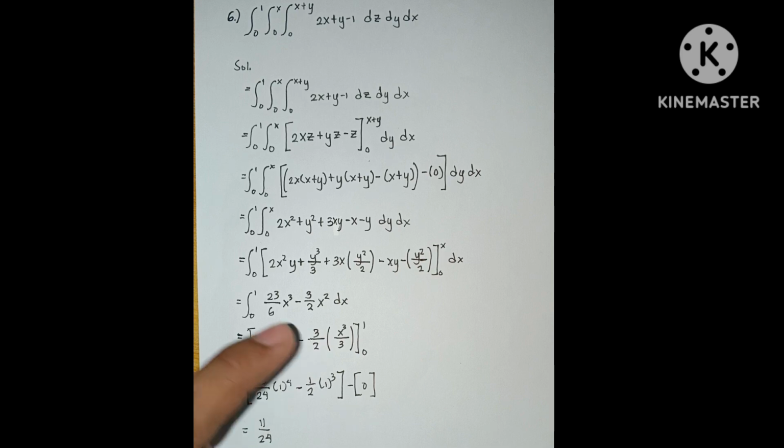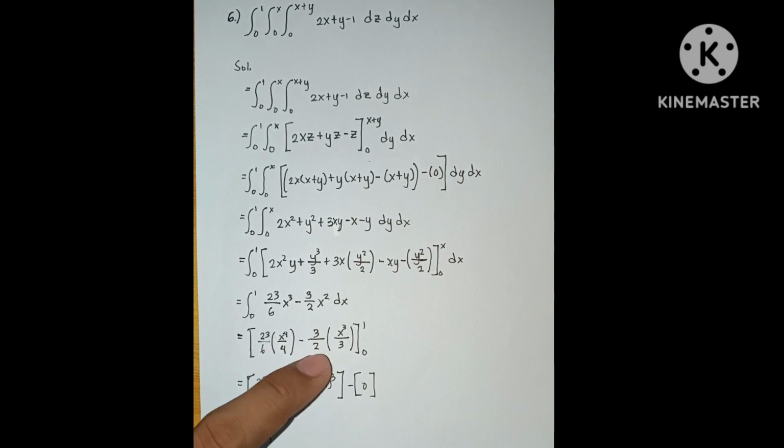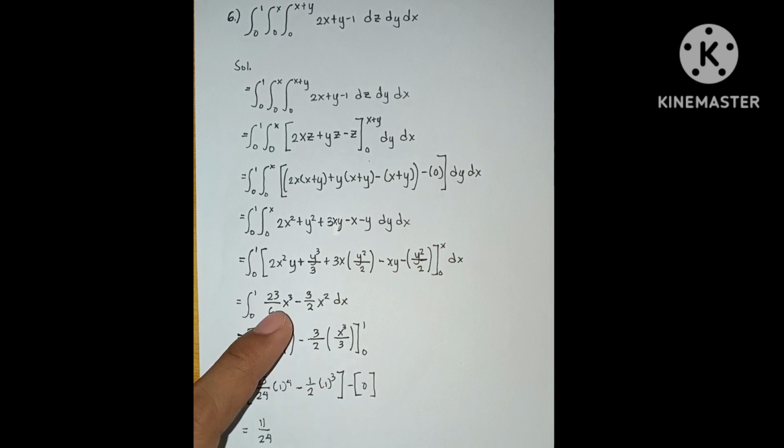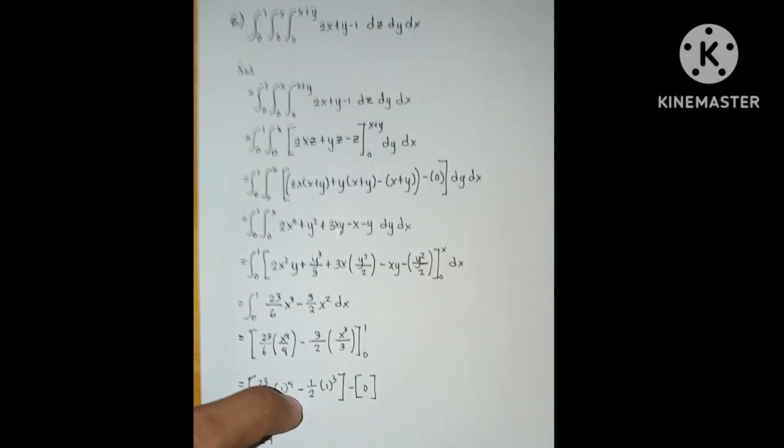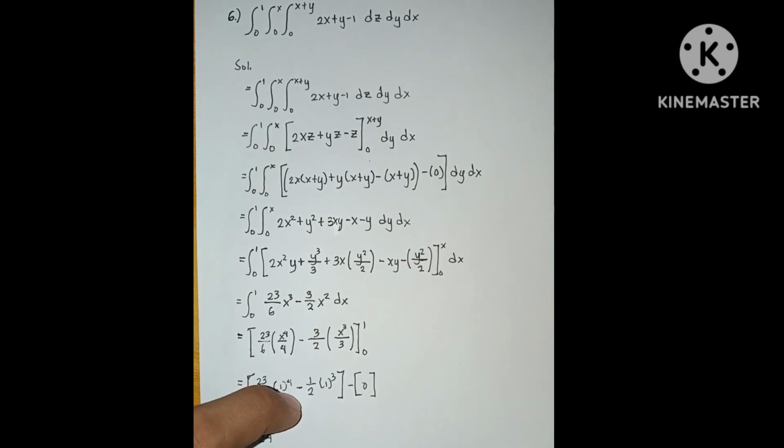because 2 times 3 is 6. So we can simplify 3 over 6 to 1 half. So we have 1 raised to the power of 3 minus 0. So if we compute it all, this problem will result in 11 over 24.